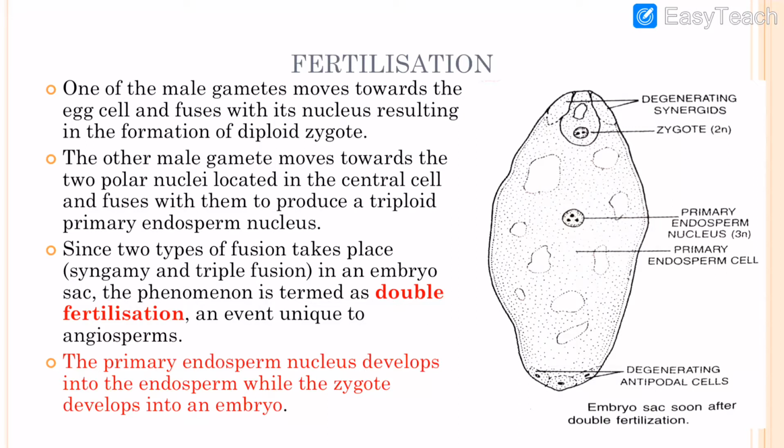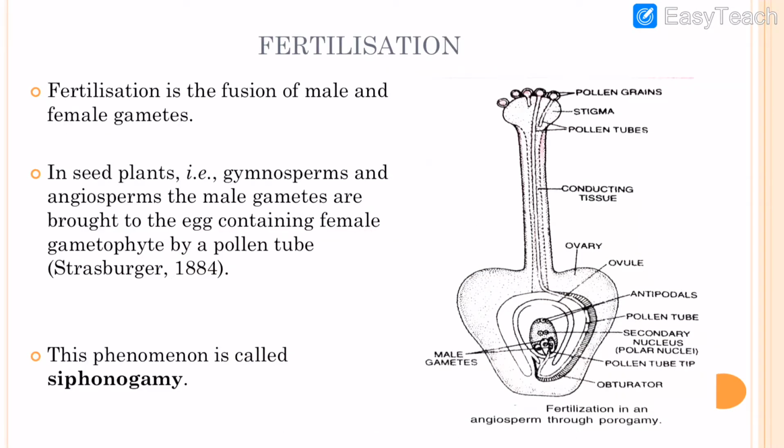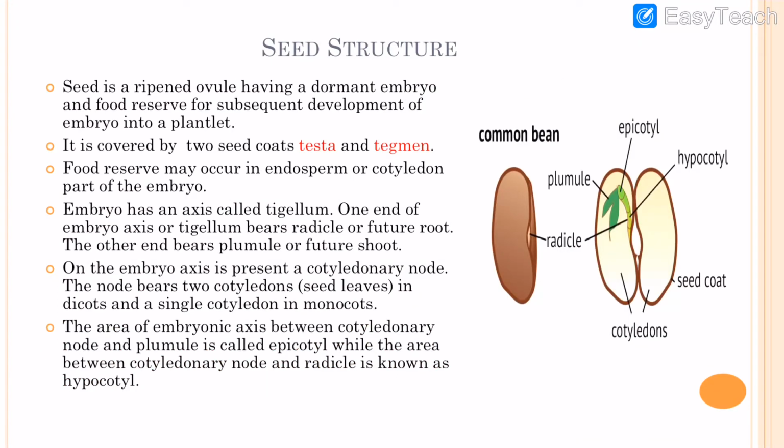Dear students, remember one thing, the movement of male gametes through the pollen tube into the embryo sac is also known as siphonogamy. Dear students, after double fertilization, the zygote develops into the embryo, and the ovules mature to form seed. Remember one thing, seed is a ripened ovule, or we can say the mature ovule.